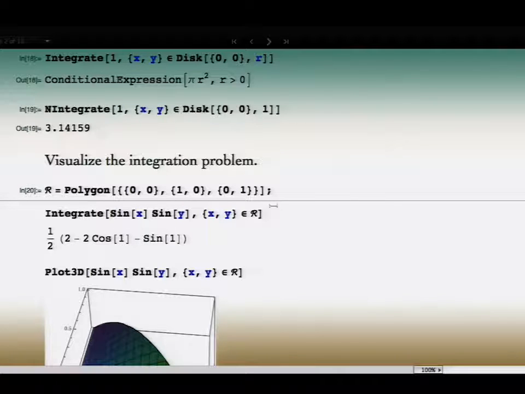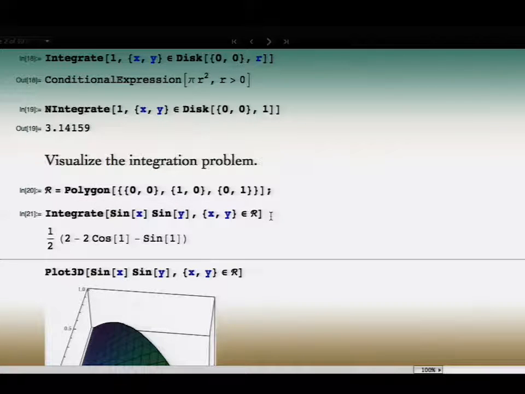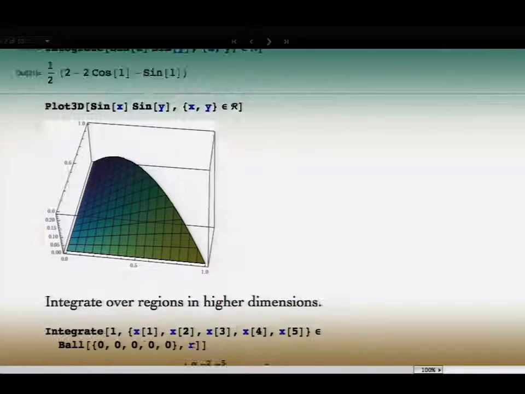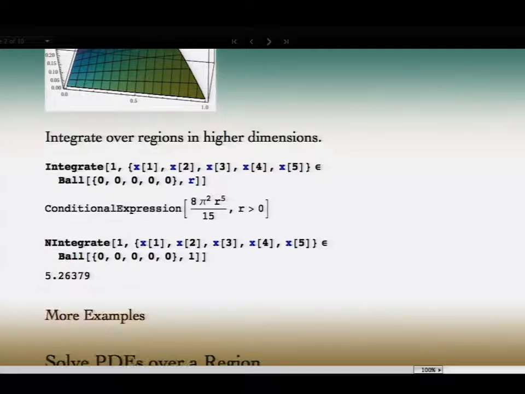So we can integrate any function, and a polygon is a perfectly good one. In this case, it's still full dimensional, and we can use the fact that we can visualize over them. And here's an example of integrating in higher dimension. This is a ball. Many of our graphics primitives that are also geometry primitives have been generalized. So a ball, for instance, can be a ball in any number of dimensions. And you can see that we can get a result out for that. We can also do that numerically.